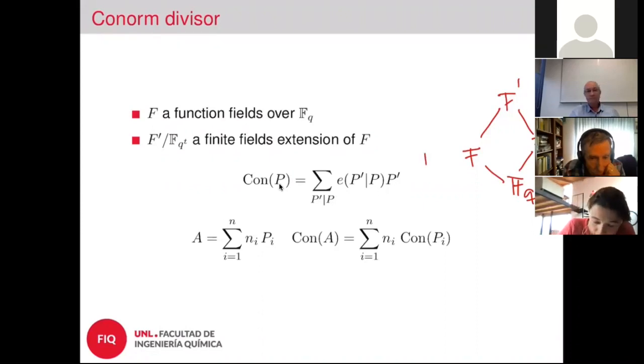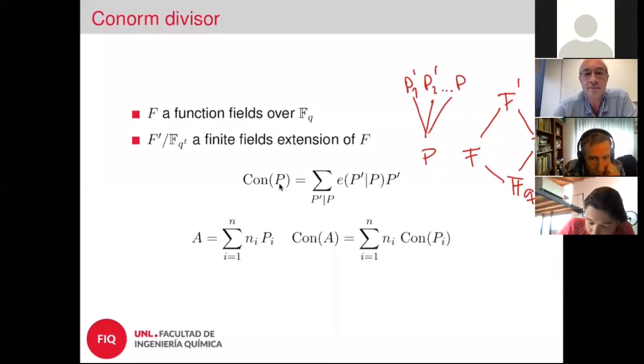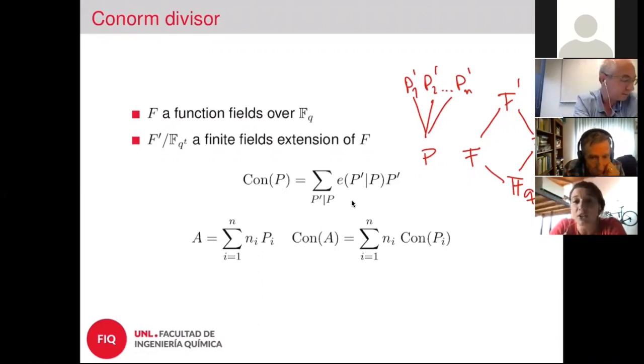Here we have P, and above P we have P1 prime, P2 prime, up to Pn prime. So the conorm is the sum of all of these places above P multiplied by the ramification index e. And this can be extended also for any divisor A, because the conorm of a divisor is just the sum of these coefficients multiplied by the conorm of the place.